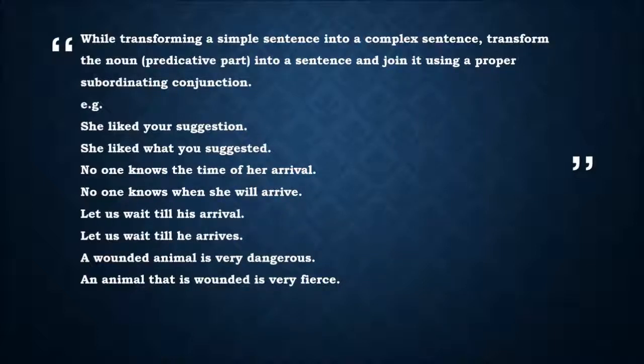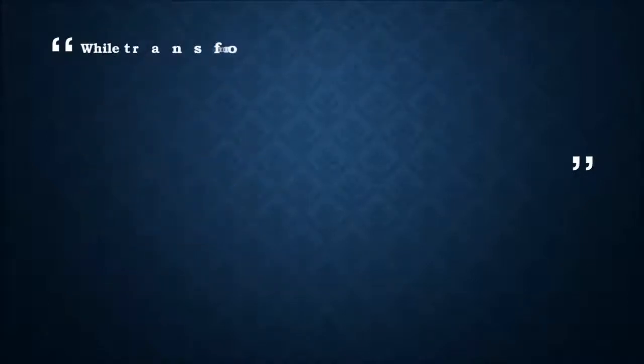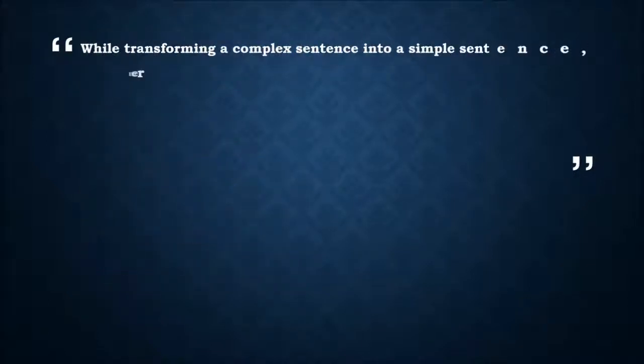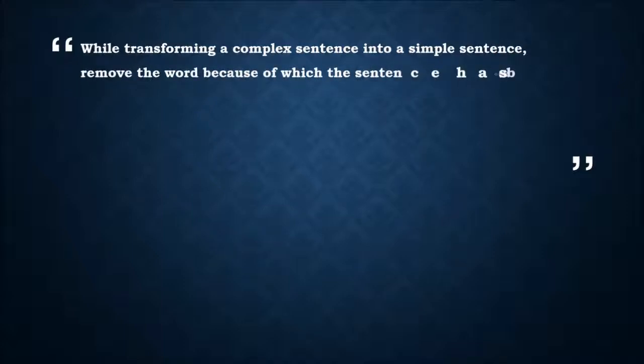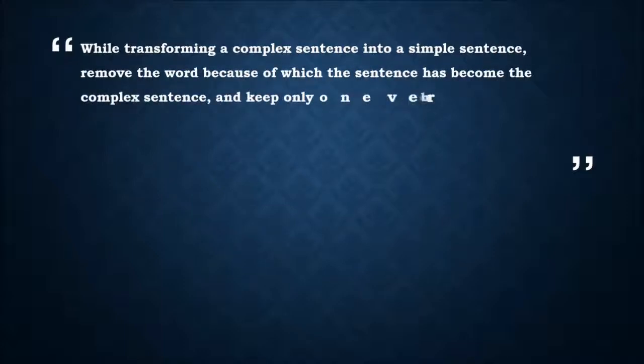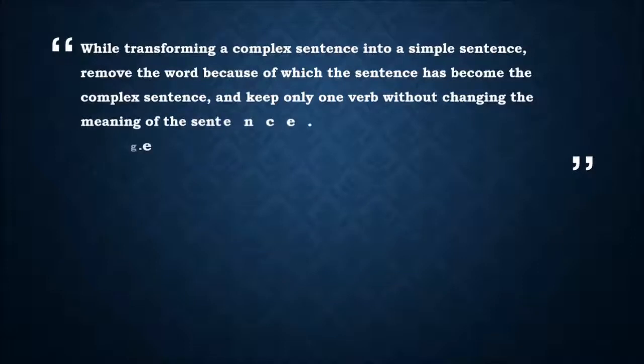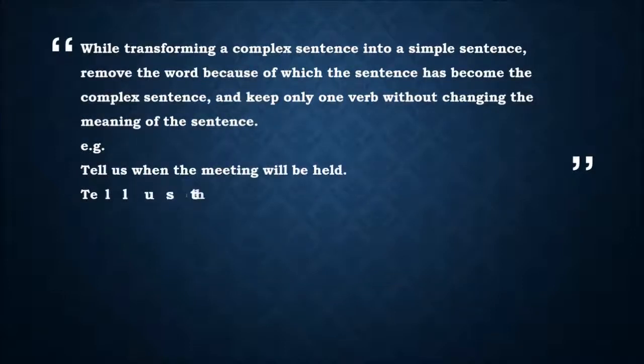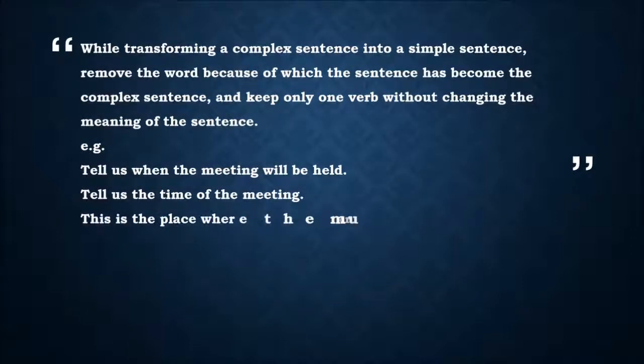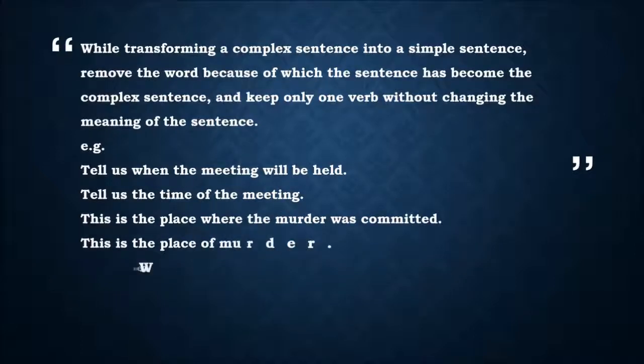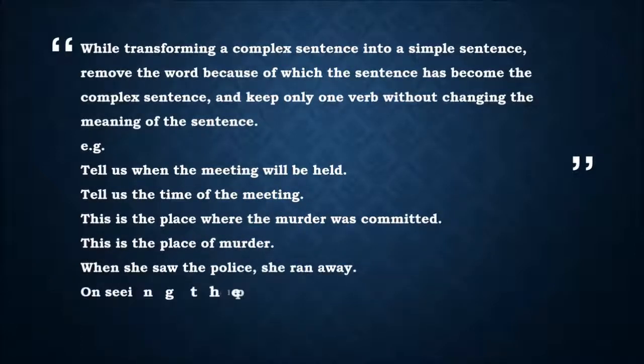7. While transforming a complex sentence into a simple sentence, remove the word because of which the sentence has become complex, and keep only one verb without changing the meaning of the sentence. E.g. Tell us when the meeting will be held. Tell us the time of the meeting. This is the place where the murder was committed. This is the place of murder. When she saw the police, she ran away. On seeing the police, she ran away.